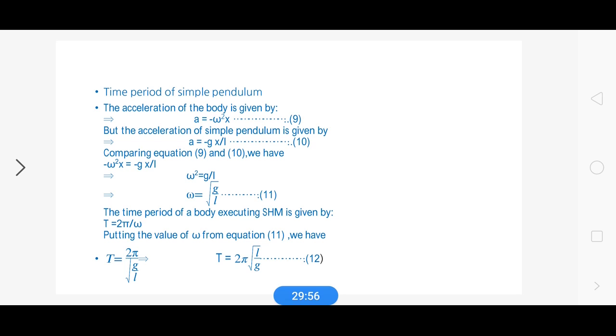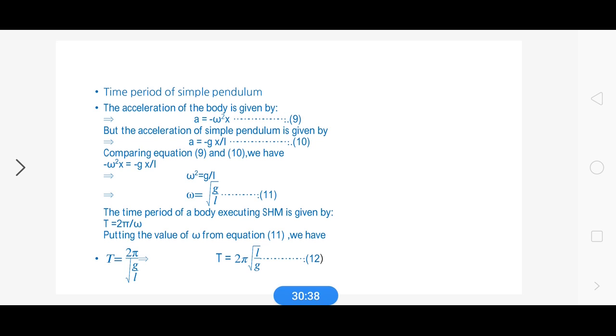Omega square is equal to g by L. So omega is equal to under root of g by L. What is g here? Acceleration due to gravity. L is the length of the pendulum and omega is angular velocity. So we got the formula, omega is equal to under root of g by L. But we need the equation for time period. Then what is the relation between the time period and omega?